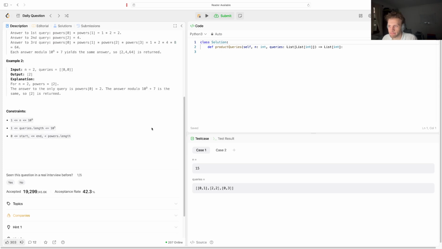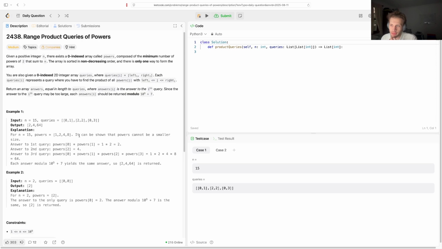Hope everybody's doing well. 10 to the 5th, already looking at this, already cheating a little bit. Not cheating, but just checking a peek of this.